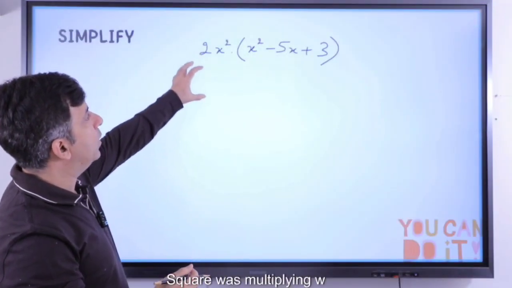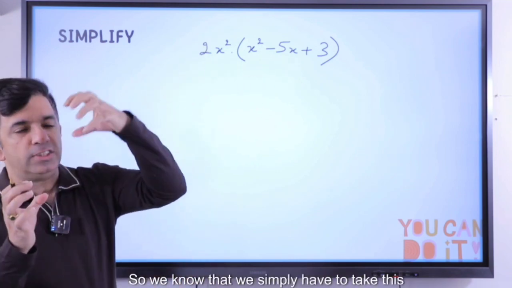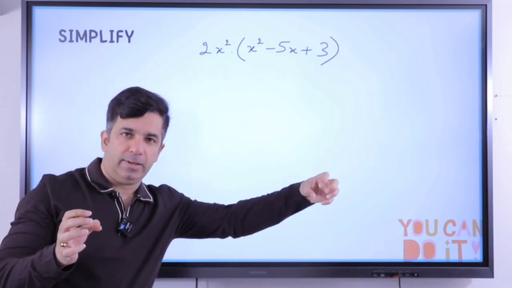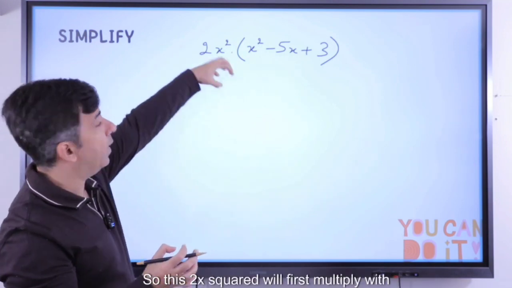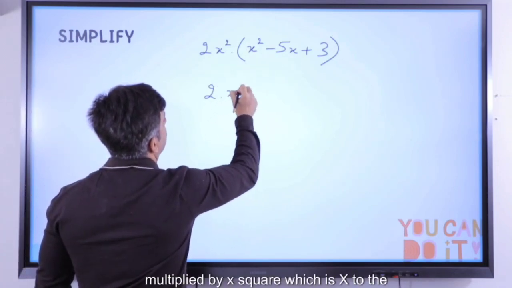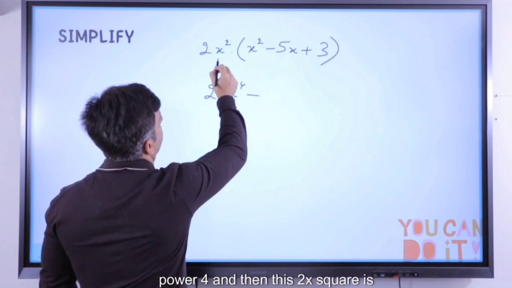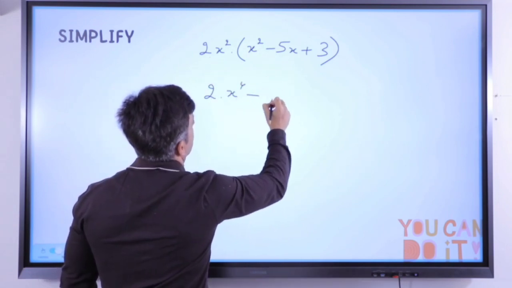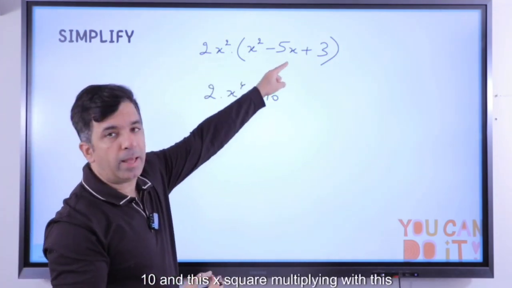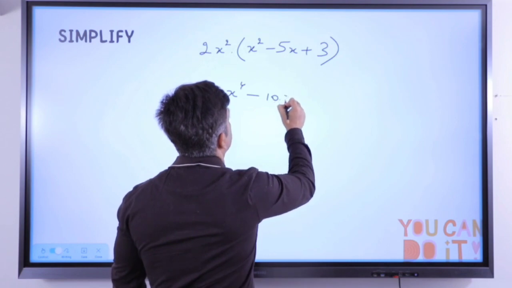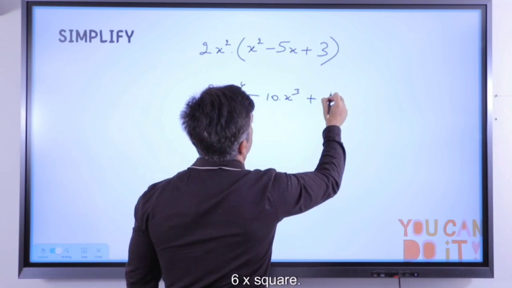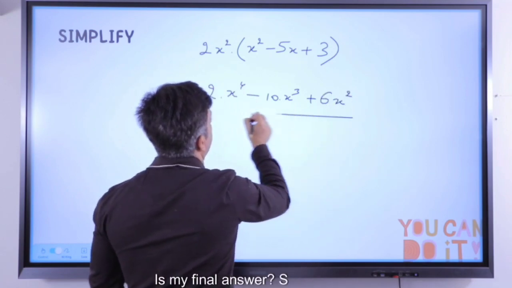This 2x square was multiplying with this expression. So we know that we simply have to take this 2x square and multiply with each term in this bracket. So this 2x square will first multiply with this x square. It would give me 2 times of x square multiplied by x square, which is x to the power 4. And then this 2x square is multiplying with this minus 5x. So 2 multiplied by minus 5 gives me minus 10, and this x square multiplying with this x gives me x cube. 2x square multiplying with this 3 gives me 6x square. This is my final answer.